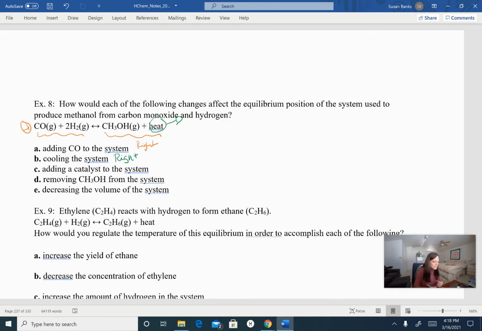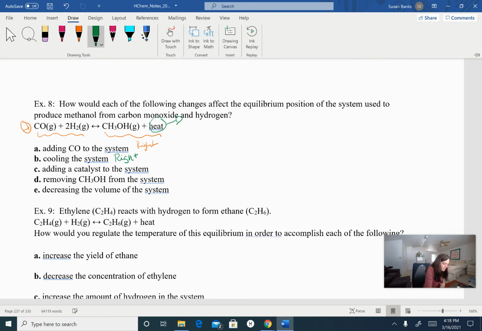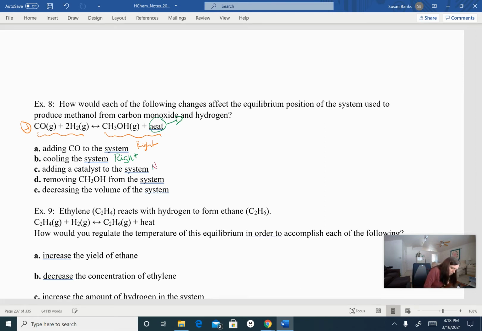Okay, what happens if I add a catalyst? Do you guys remember? Adding a catalyst just gets us to equilibrium faster. It doesn't shift. So this is going to be no shift. Just gets us there faster. What if I take methanol out of the system?